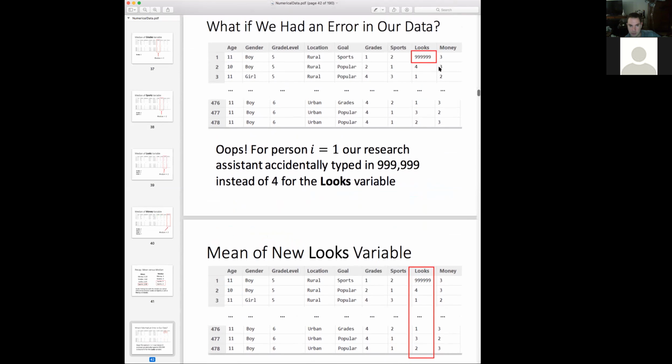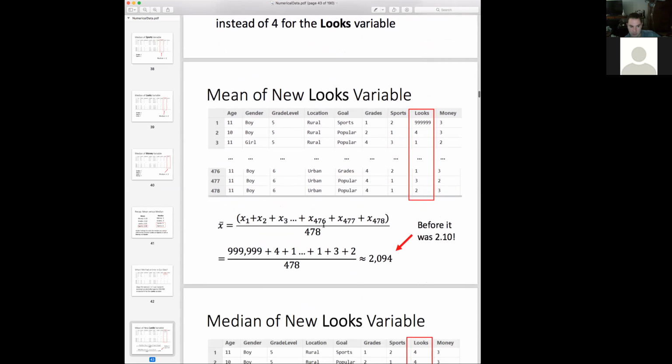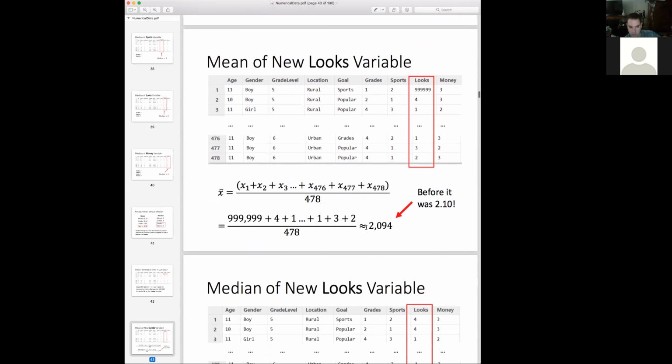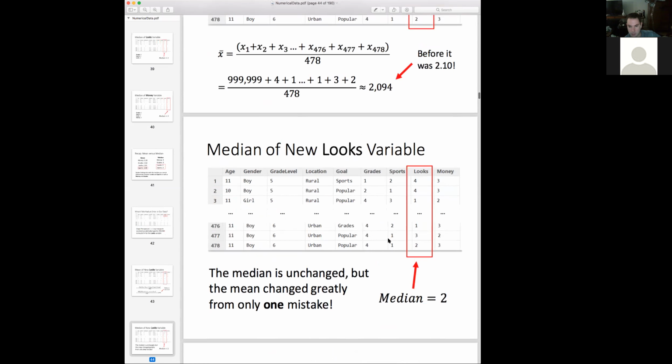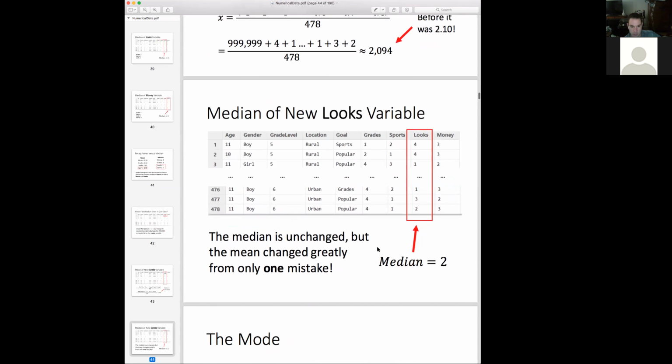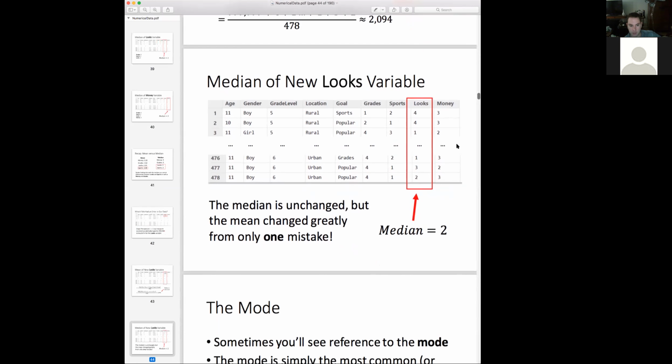But just to show with the outliers, if you made a mistake and typed in a large number, that would greatly affect your mean. You see, before it was 2 and now it's 2,000 is what your mean is. But if you were taking a look at the median, it would be unchanged because the largest number is going to be the largest number and your median is going to be the same regardless if you made that mistake or not.